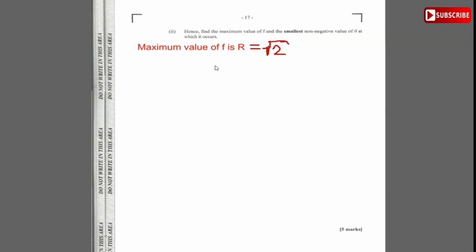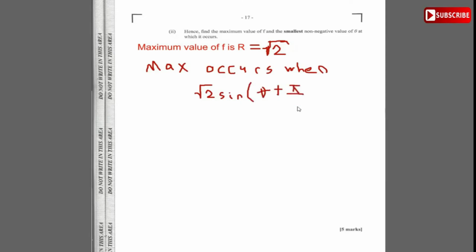Now I want the value of theta for which the maximum occurs. The max occurs when the function is equal to its maximum amplitude. So the max occurs when root 2 times the sine of theta plus alpha, which is theta plus pi by 4, is equal to root 2. That's when the maximum occurs.